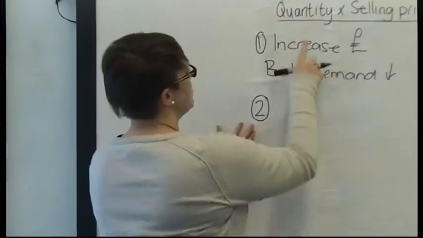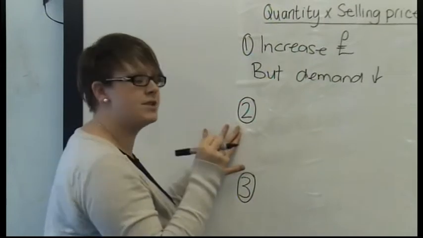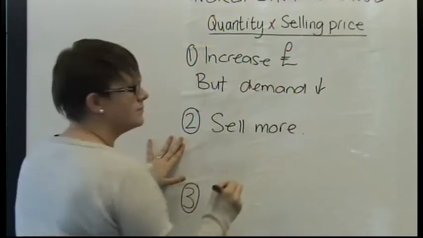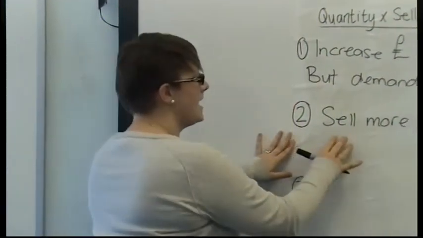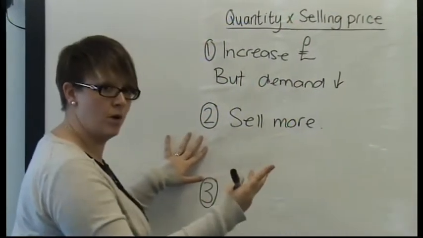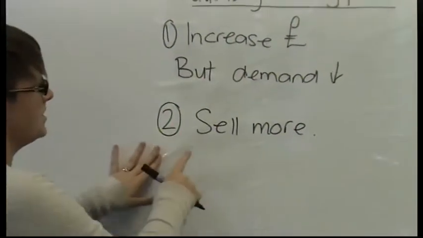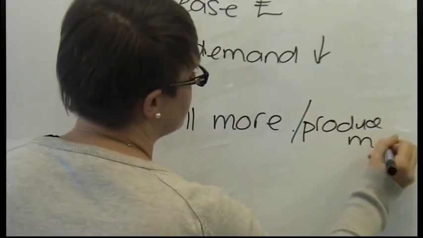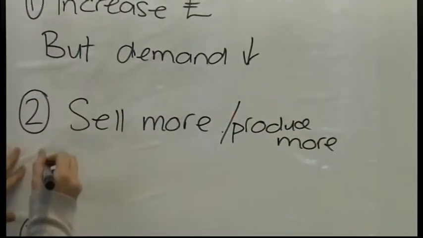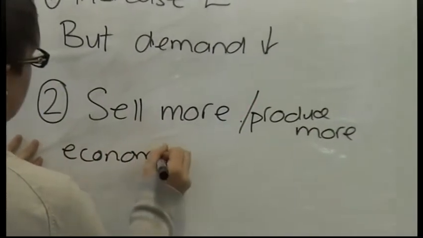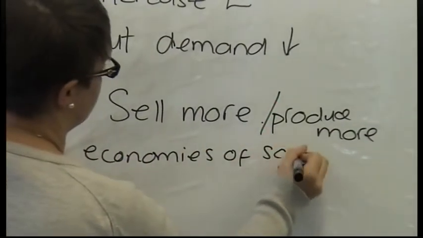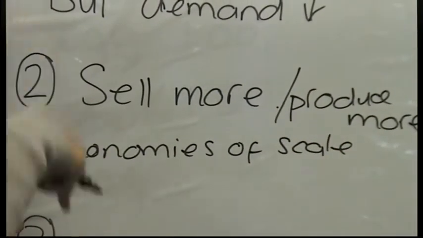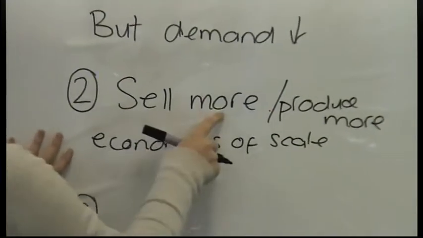The second thing is we can try and increase the quantity sold. So we can try and sell more. What's the problem here? If we're selling more, we might have to produce more. Now remember economies of scale. If we sell more and we produce more, we can take advantage of economies of scale. So therefore, we're producing more, therefore the cost per unit is going down. So we can try and sell more.